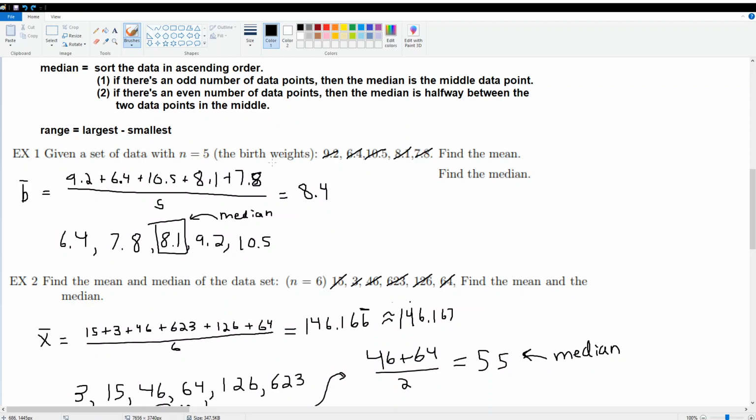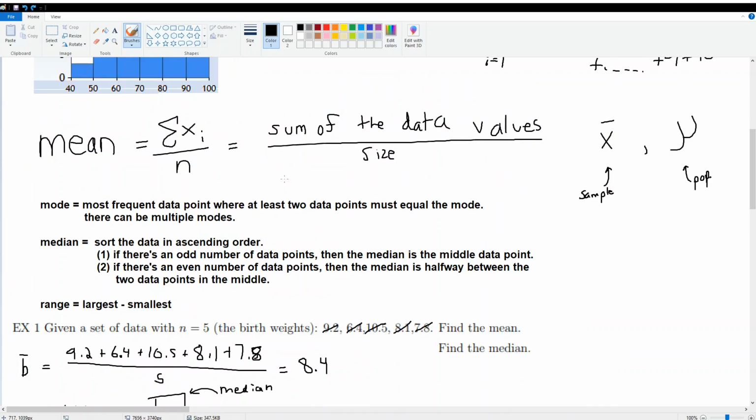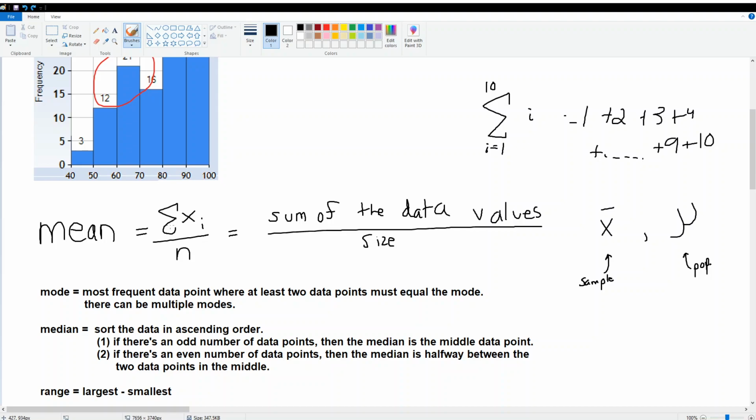Yes. The sigma. So here again, that sigma is the Greek letter sigma. It just means sum of whatever's after it. So for example, we could say sum of xi minus 1. That would mean the sum of each data point minus 1. Do that for all of them. That sigma means sum.